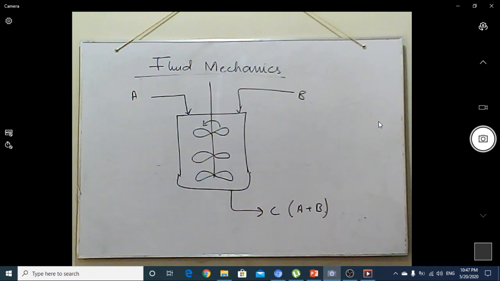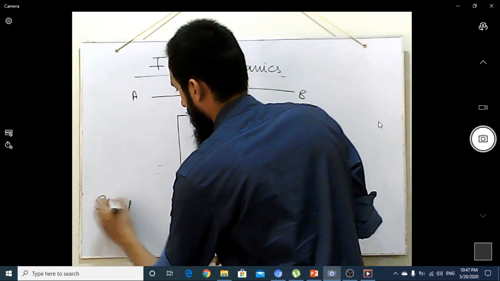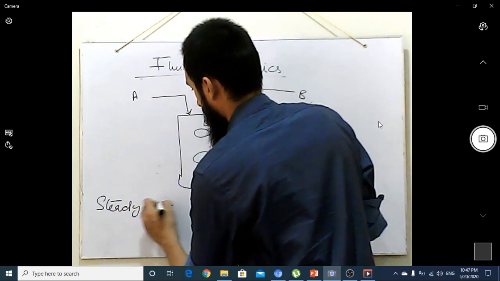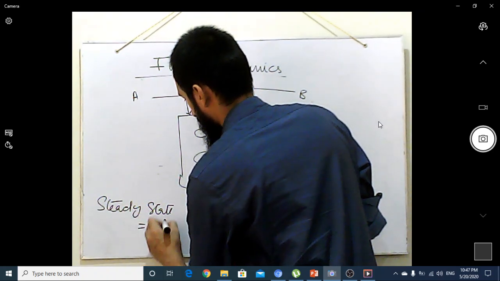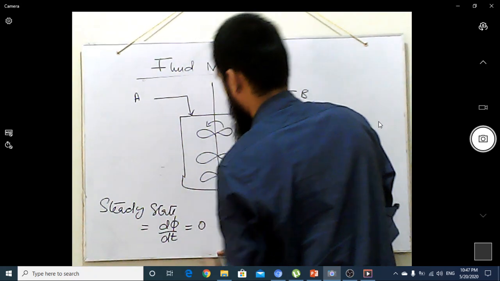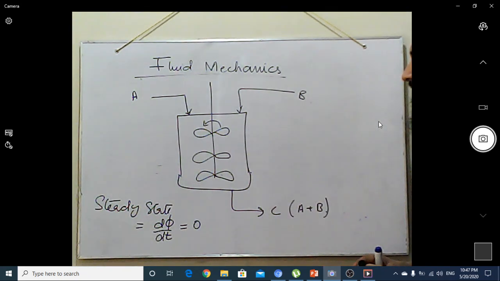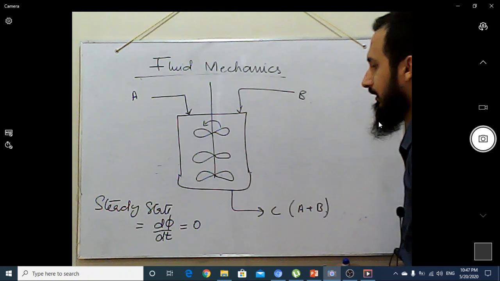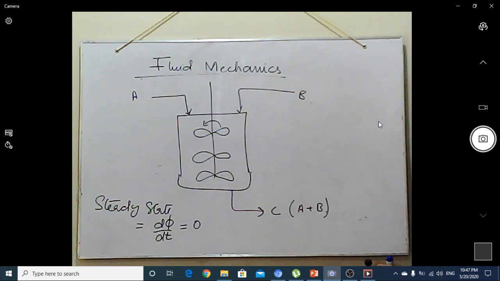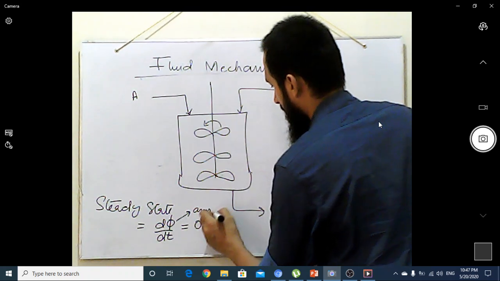which is moving in a particular direction in order to mix both these components. If we consider that this process is at a steady state, the basic definition of a steady state is dou phi over dou t equals 0, where phi is any property.